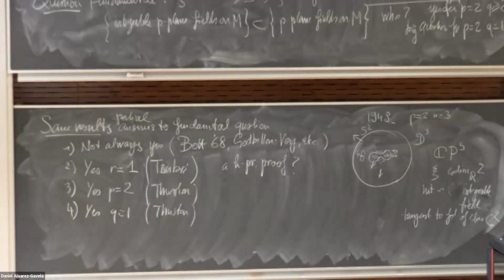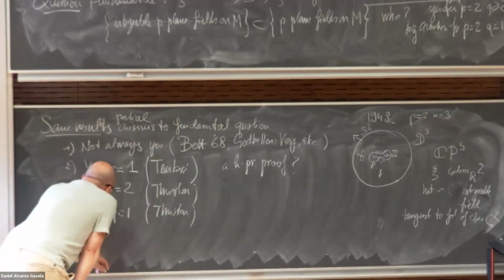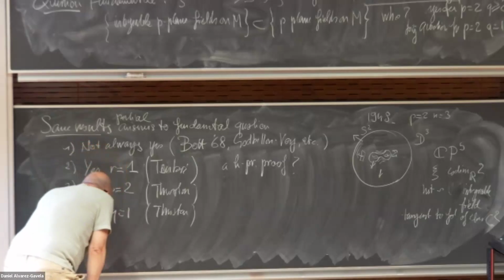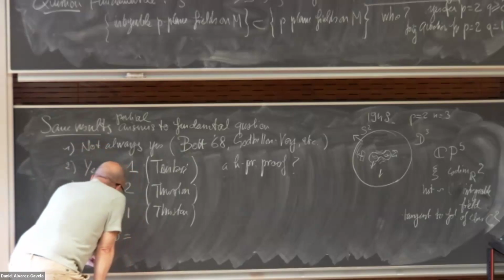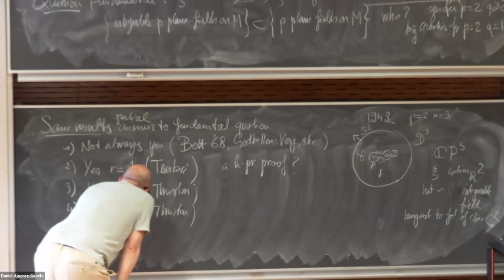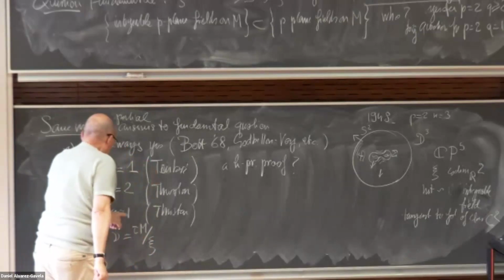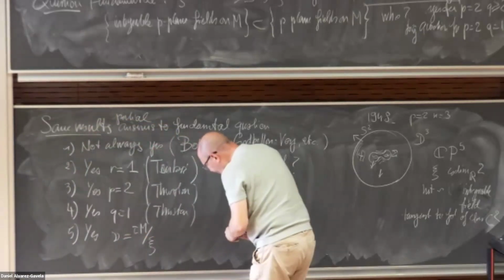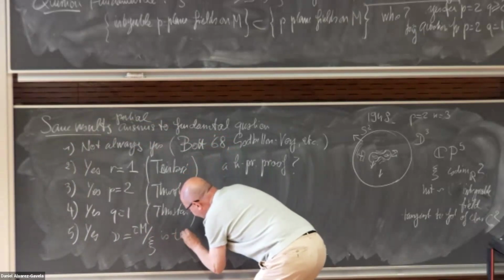And always yes, if the normal bundle... consider the normal bundle to the foliation, that is R^{2} over M, if this bundle over M is trivializable.